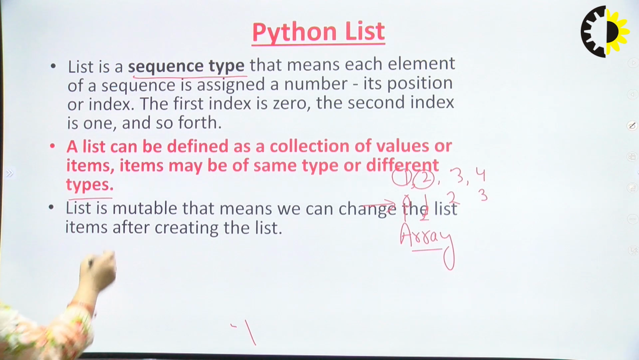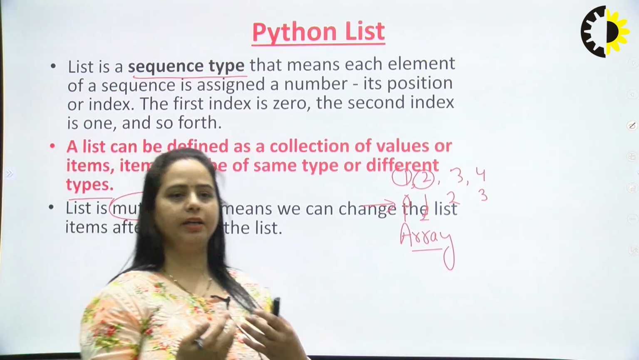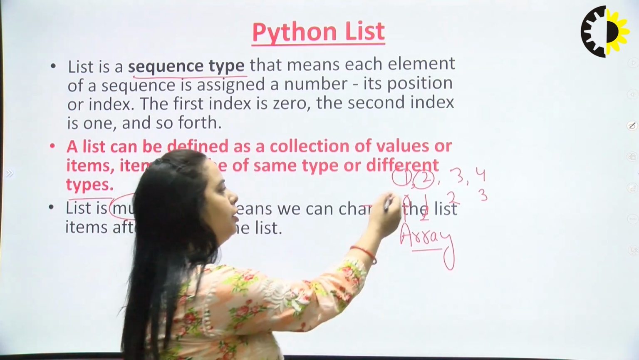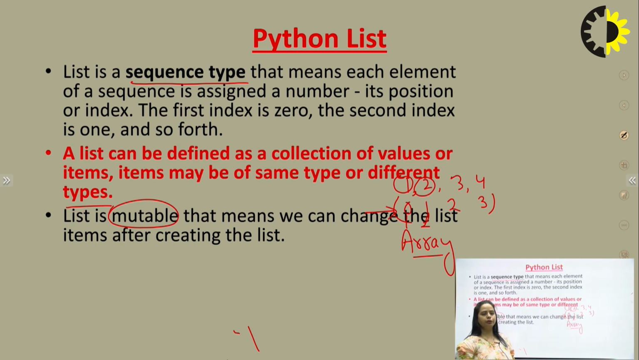Next, a list is mutable. What is the meaning of mutable? For example, I define a list having 4 elements, 1, 2, 3 and 4. If I can change its values in future or in further processes, then we can say that the list is mutable. It means we can change the list items after creating the list.